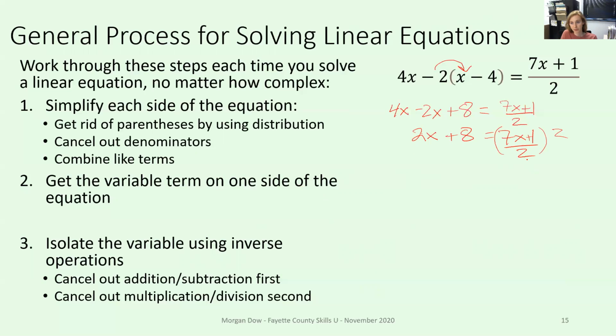multiplying by 2. Right, that's the same thing we saw before, right? The way that you cancel out division is with multiplication. So the multiplication and division will cancel. That means we also need to multiply the other side of the equation by 2. That means we're going to distribute again. So we're going to end up with 4x plus 16 equals 7x plus 1.